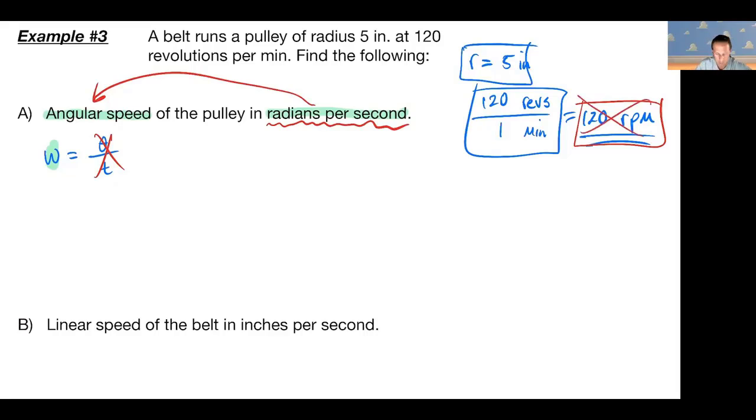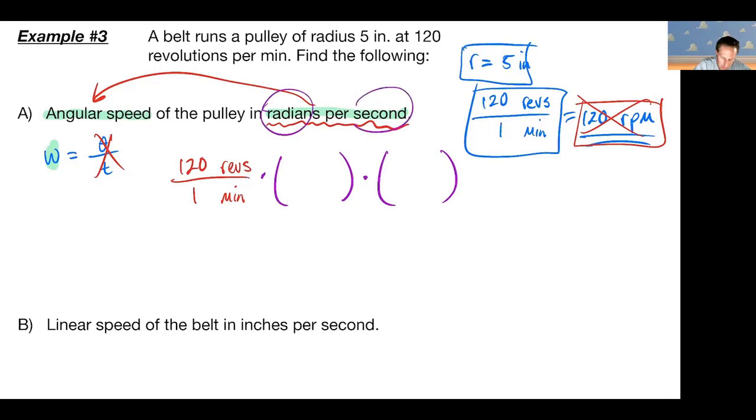So what we need to do is take that 120 revolutions per every minute, and, as I mentioned many times before, multiply by that fancy looking 1. And remember, we can do this as many times as we need to. I need to get rid of the revolutions and the minutes and change it to radians on top per seconds on bottom. So the first thing is, I'm going to start with what we're most comfortable with, and that is minutes and seconds.